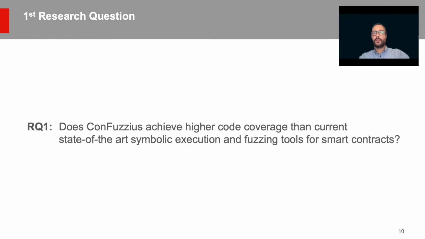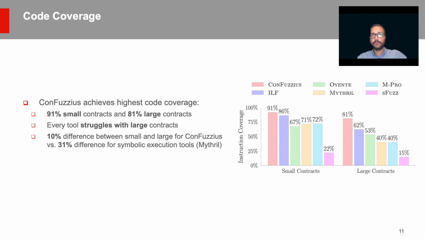Now, the first research question that we wanted to answer was whether ConFuzzius achieves a higher code coverage than current state-of-the-art smart contract symbolic execution tools and fuzzers. We used a real-world dataset to measure code coverage due to its diversity in terms of size and number of contracts. In this figure, you can see that ConFuzzius achieves on average the highest code coverage for both small and large contracts. For small contracts, our fuzzer achieves 91%, and for large contracts, it achieves on average 81%. As expected, all the tools struggle more with the large contracts.